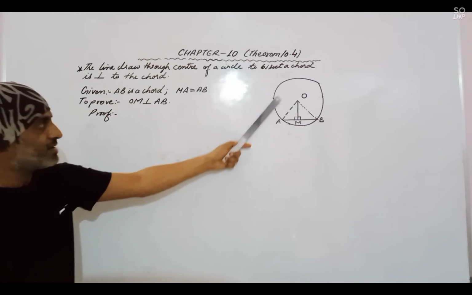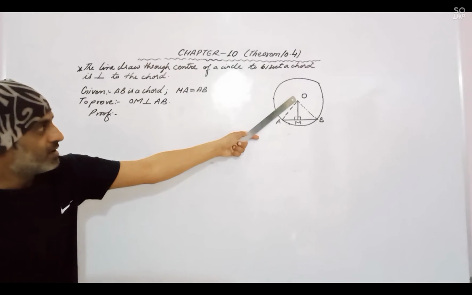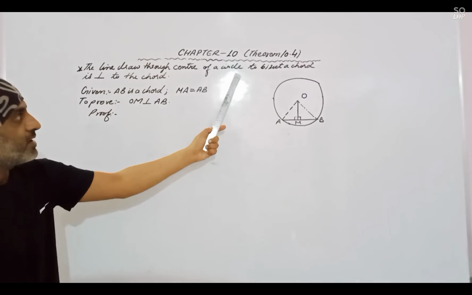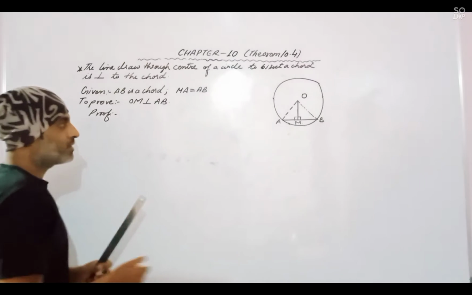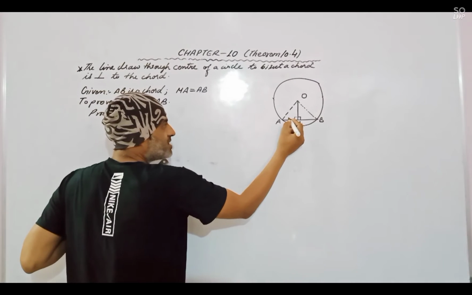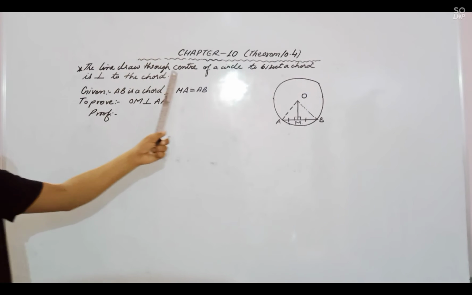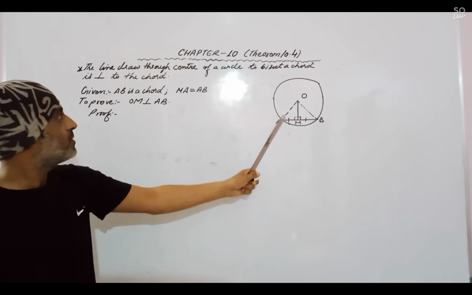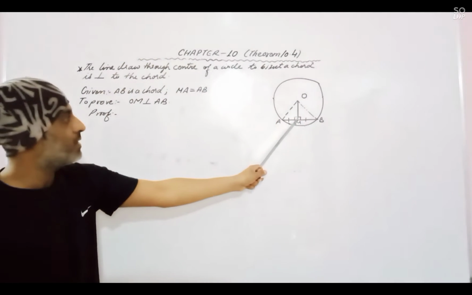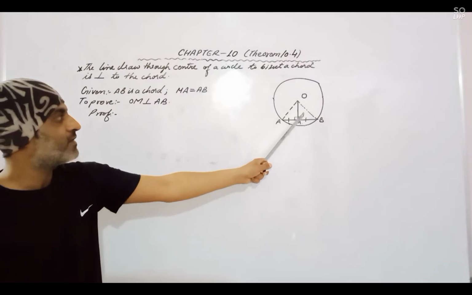You can see this is the center of circle. The line drawn is OM of a circle to bisect the chord. Now the chord is AB and bisection breaks into two parts. Okay, so the statement says the line drawn to the center of the circle to bisect the chord is perpendicular, means this line makes an angle of 90 to the chord.